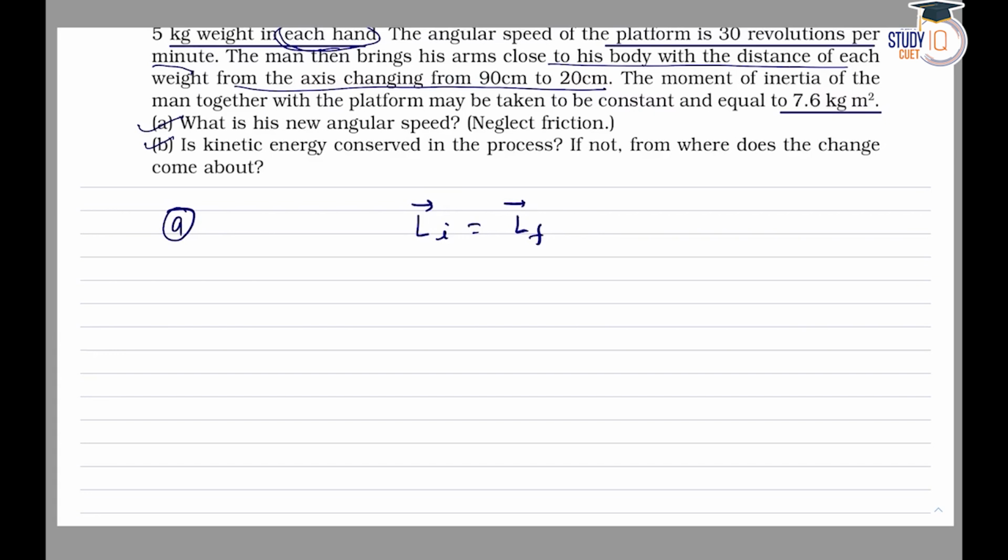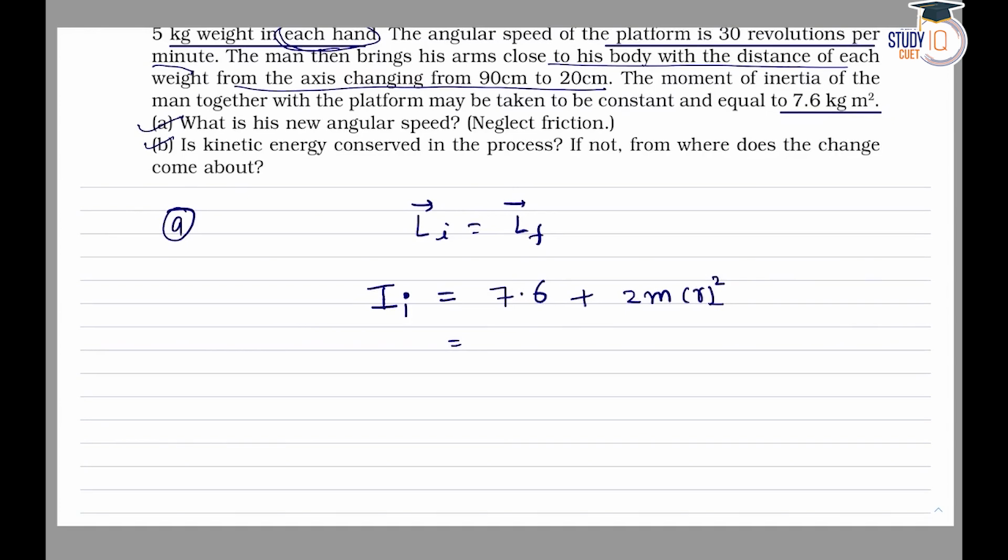In order to find the value of the initial moment of inertia, the moment of inertia is due to the person, the platform, and the stones. Due to person and platform, the moment of inertia is 7.6. The moment of inertia due to a stone is m r square. Two stones are there, so the moment of inertia due to stones is 2m r square. Initially, the value of r is 90 centimeter, which can be written as 0.9 meter.